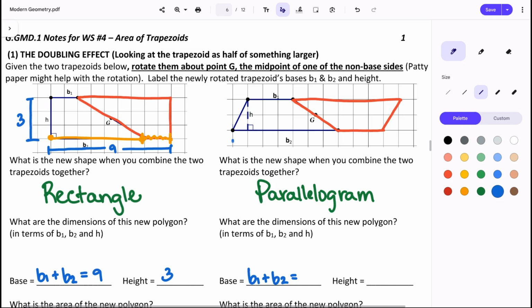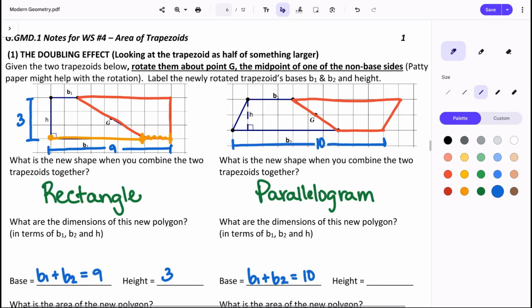So how far is it from here all the way across to there? Oh, I went too far. 10? Okay, so base 1 plus base 2 would be 10. And you can check that, like base 1 is 1, 2, 3 squares. And so down here it should be 7. So 1, 2, 3, 4, 5, 6, 7 squares. But when I added them together, I got that 10.